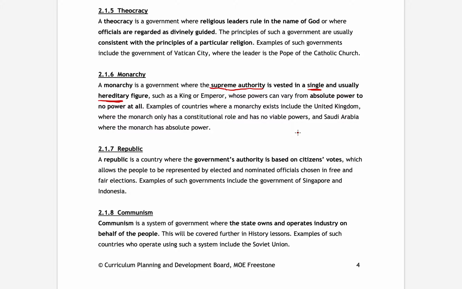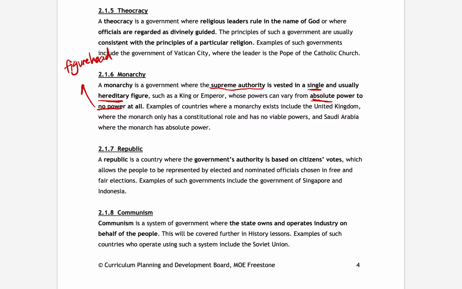But in today's modern world, these monarchies exist, but the monarchs' power varies from absolute power, where they have absolute control, which is essentially a tyrannical or authoritarian government, to even some countries where the monarch has no power whatsoever. They are just what we call a figurehead. I'm sure you've heard this word before. A figurehead is essentially just a face, to act as the face of the government or the face of the country.